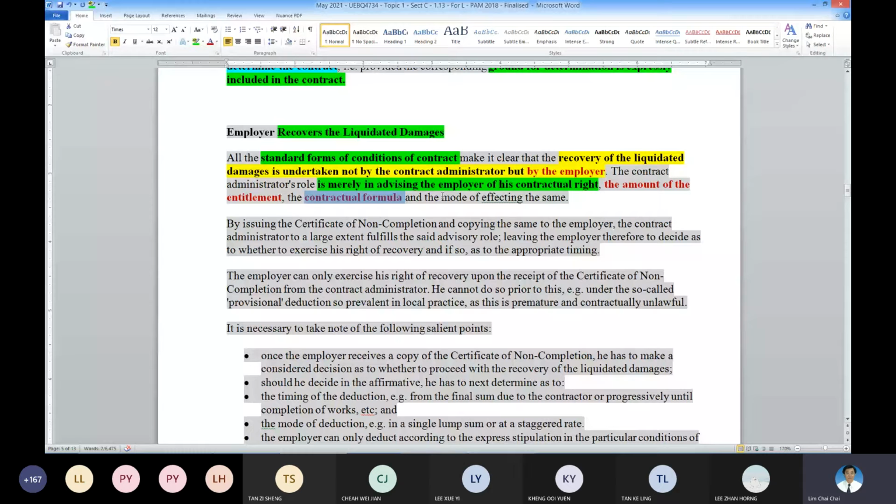So in our PAM, it is not reflected in the certificate. It is a private deduction. So by issuing the certificate of non-completion with a copy to the employer, the contract administrator fulfills the advisory role.